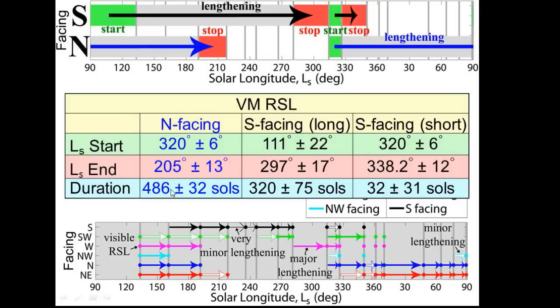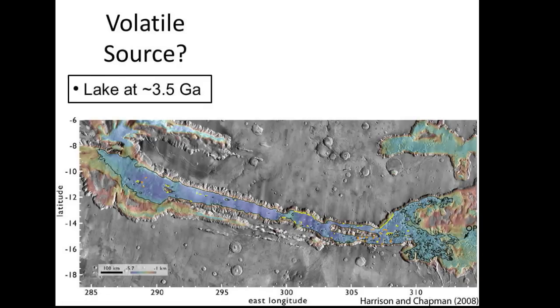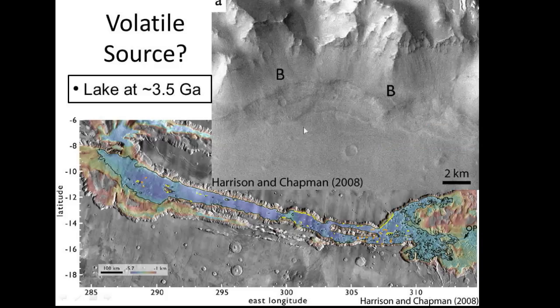Here we go with the duration. We've got almost 500 sols in the north-facing, and then 300 on the south-facing slopes. What's the volatile source? There have been proposed lakes right along here where we're seeing most of our RSL. This lake was proposed by Harrison and Chapman to form the outflow channels. They mapped a bunch of benches that look like lakeshore deposits, was their interpretation. And this lake might have left behind a deeper groundwater table that maybe is being accessed by these RSL.